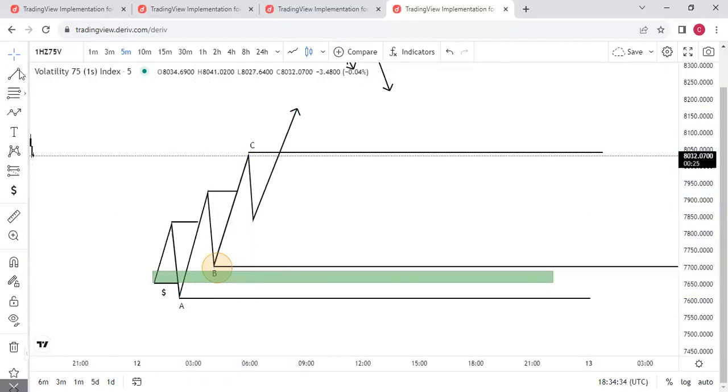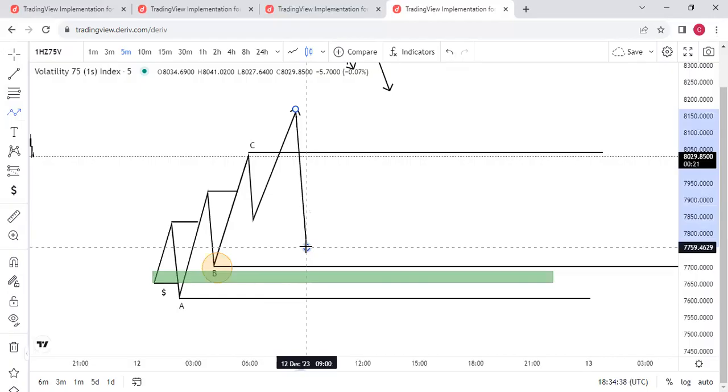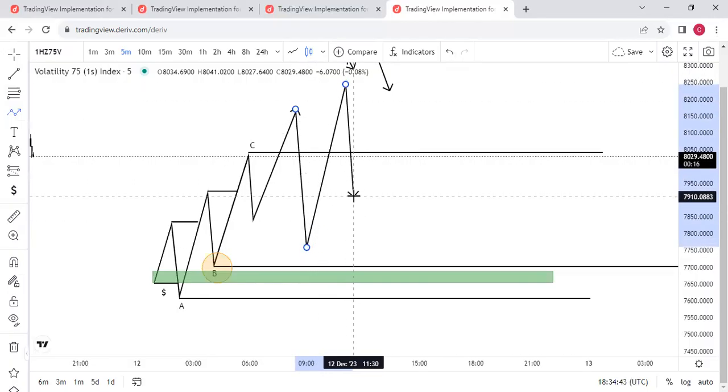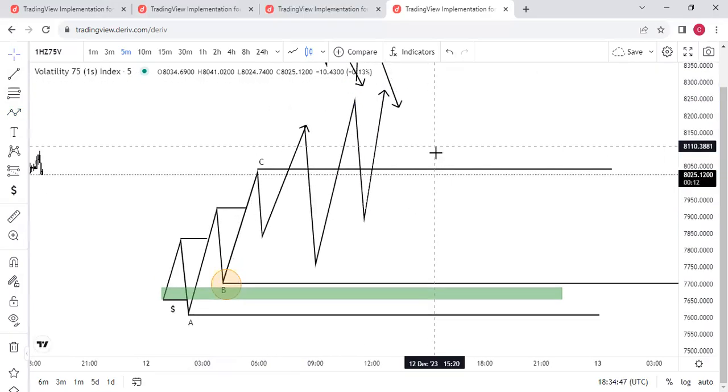Assuming price did something like this, it takes out this low, so that becomes the liquidity. Then it gives you this higher low, and this higher high. Now, this is more valid.